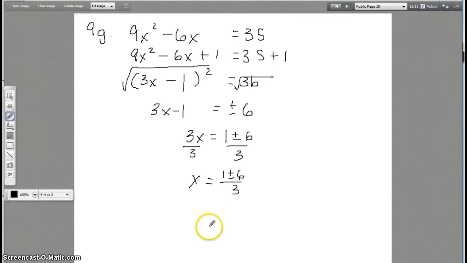So let's see what these two values are. 1 minus 6 is negative 5, and negative 5 divided by 3 is negative 5/3. 1 plus 6 is 7, and 7 divided by 3 is a positive 7/3. So negative 5/3 and positive 7/3 are our two answers for number 9, part G. Let's do one more part from number 9.